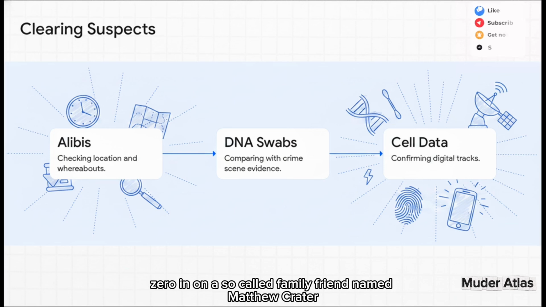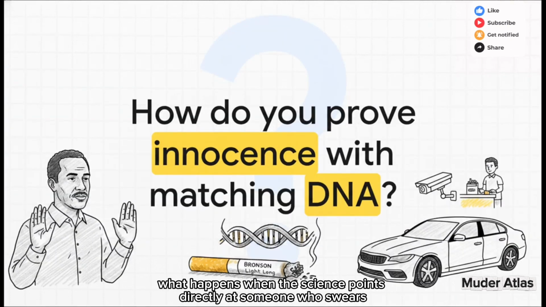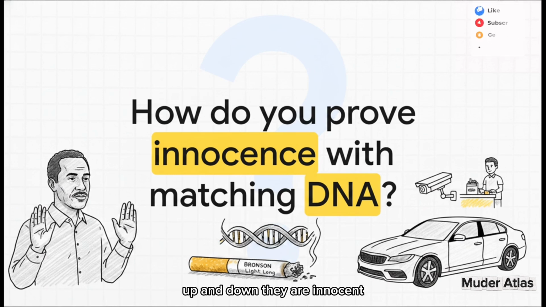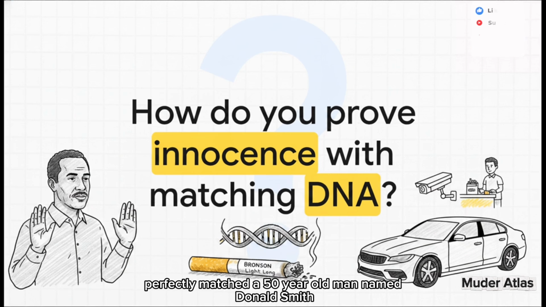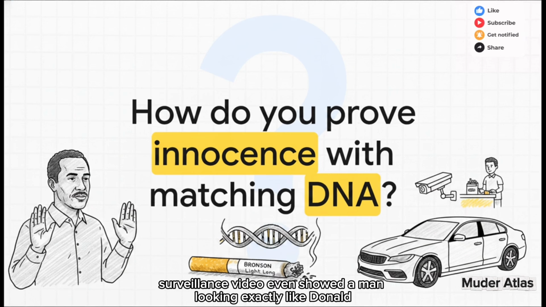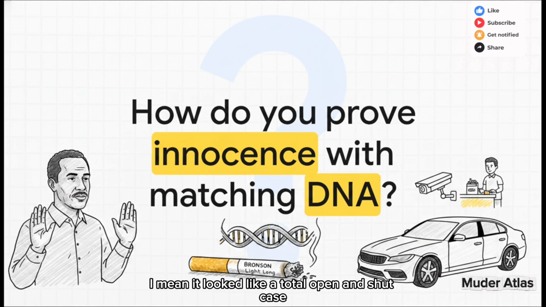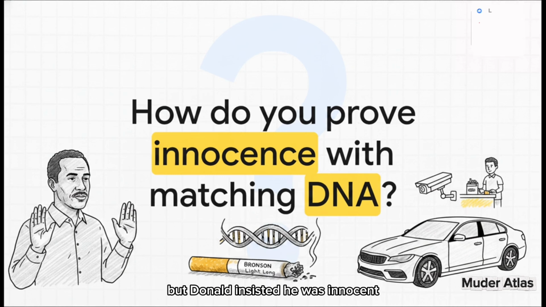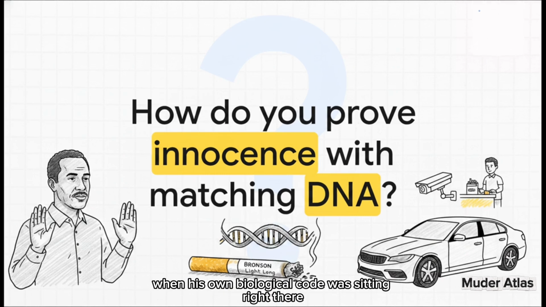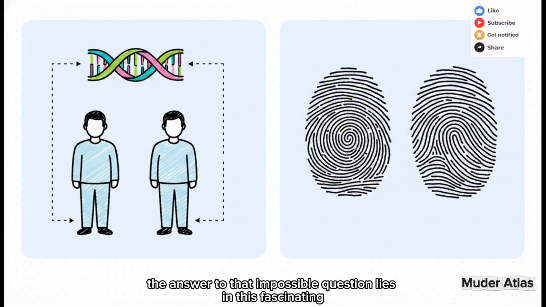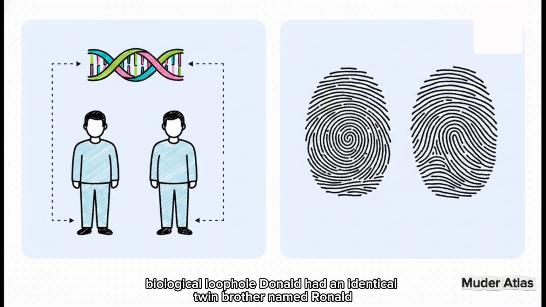friend named Matthew Crater. But hey, what happens when the science points directly at someone who swears up and down they are innocent? Take the baffling case of Janai Coleman. Investigators found a Bronson light-long cigarette butt inside her pristine, abandoned car. The DNA on that cigarette perfectly matched a 50-year-old man named Donald Smith. And to make matters worse, surveillance video even showed a man looking exactly like Donald buying those exact cigarettes just minutes before the murder. I mean, it looked like a total open and shut case, but Donald insisted he was innocent. So how could he possibly prove that when his own biological code was sitting right there at the crime scene? Well, the answer to that impossible question lies in this fascinating biological loophole.